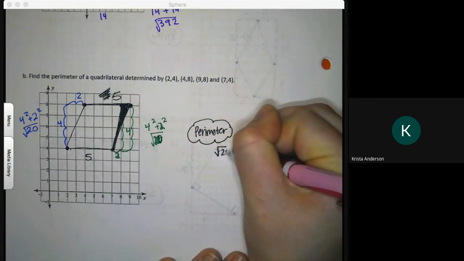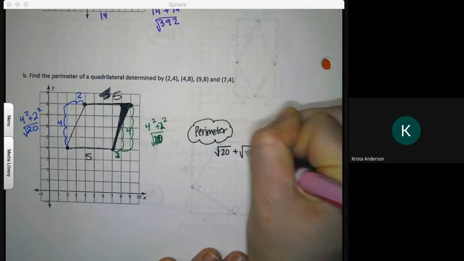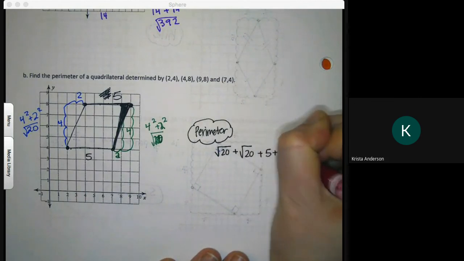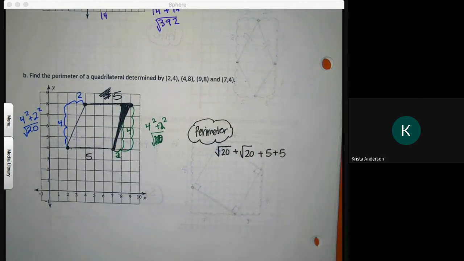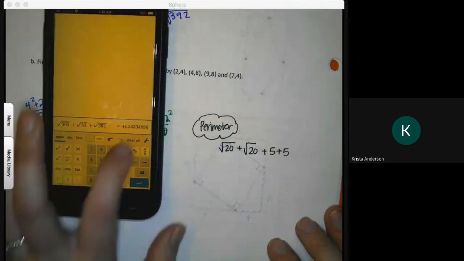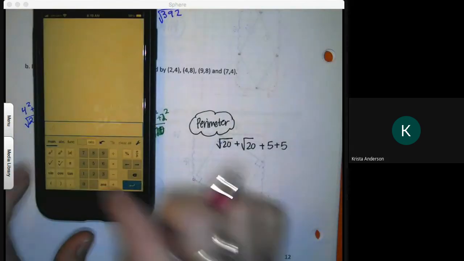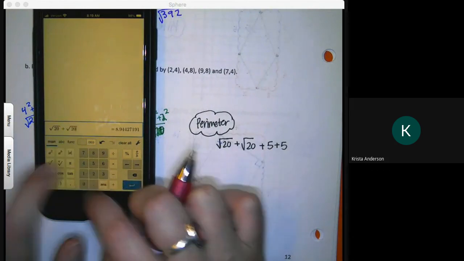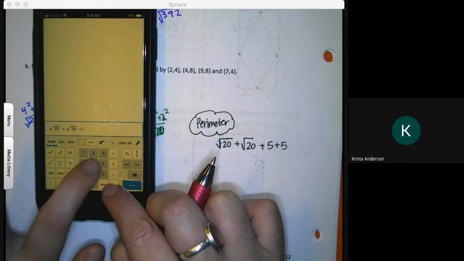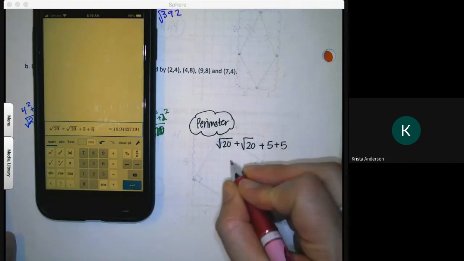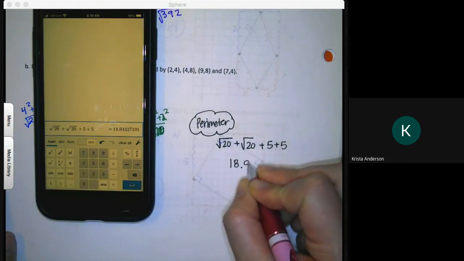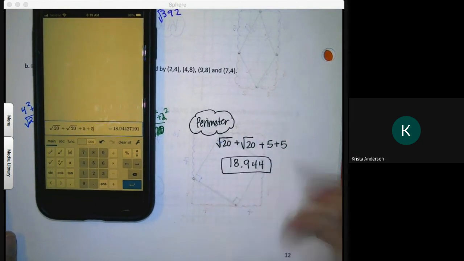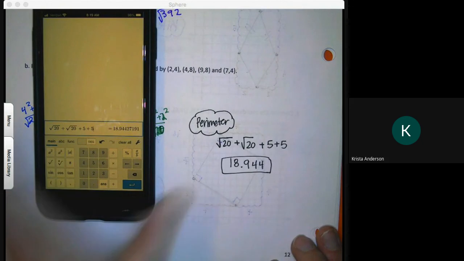Square root of 20 plus square root of 20 plus 5 plus 5, or you could put plus 10 if you want a shortcut. 8.944. 18.9.